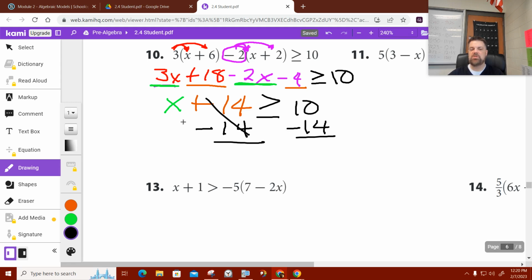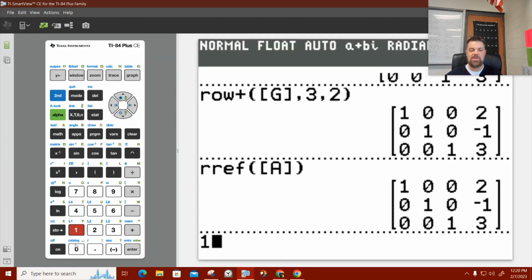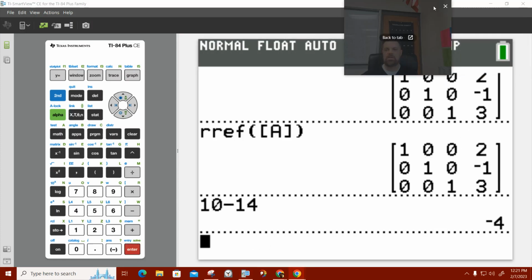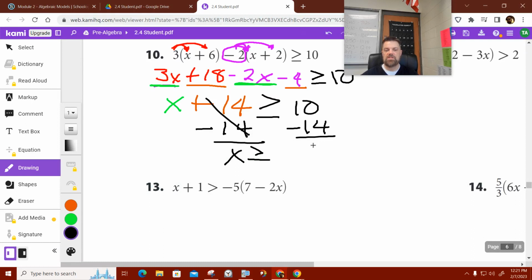14 minus 14 is 0. 0 plus x is x. Over here, 10 minus 14. Now, I know that's negative 4. Let's say you're not good at that. Could I do this maybe? No. Minus 14. Hey, it's negative 4. So it is actually negative 4.